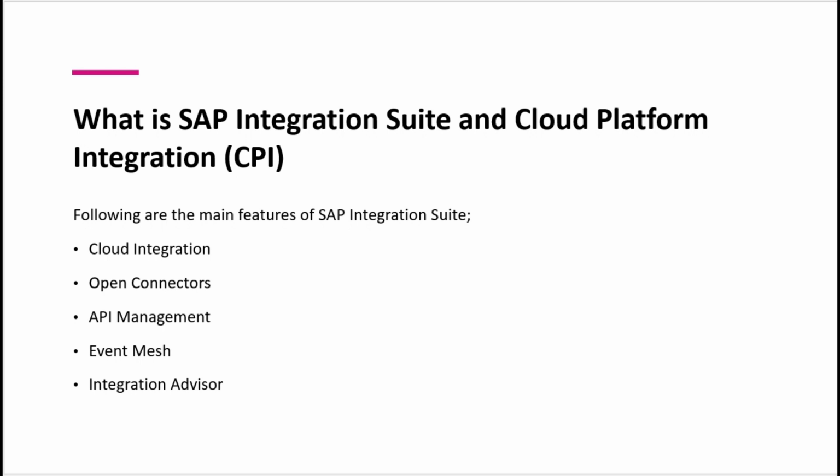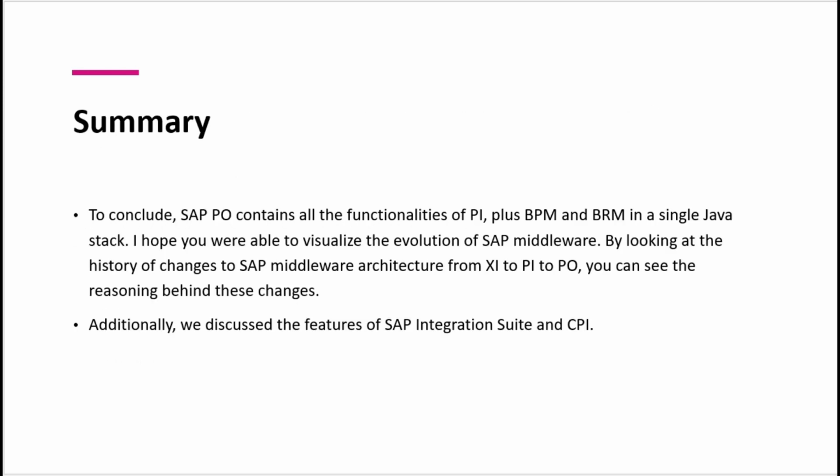So here I conclude the differences between all the versions and SAP PO. Just to summarize everything we have talked about today: SAP PO contains all the functionality of PI plus BPM and BRM in a single Java stack. I hope you were able to visualize the evolution of SAP middleware by looking at the history of the changes to the SAP middleware architecture, from when it began with XI, then PI, and then PO. And you can see the reasoning behind these changes.